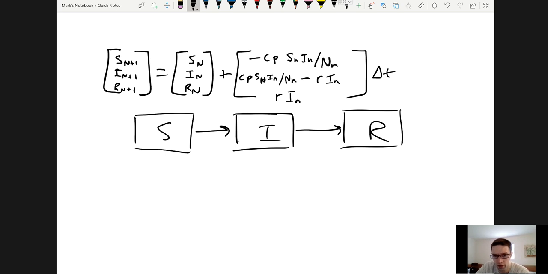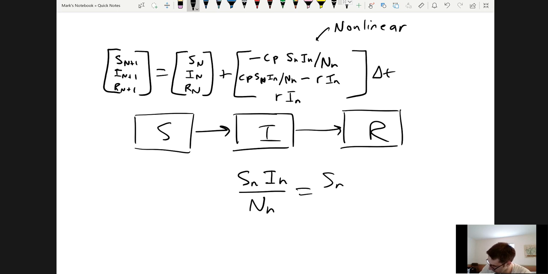Before we do that, what I want you to notice is that this equation is nonlinear. It's nonlinear because we have terms like S_n times I_n, actually over N, which, if you recall, was the population size, just S plus I plus R. So this is certainly not a linear system of equations. We don't have just constants multiplied by our unknowns, but rather we have products and quotients involving those unknowns.